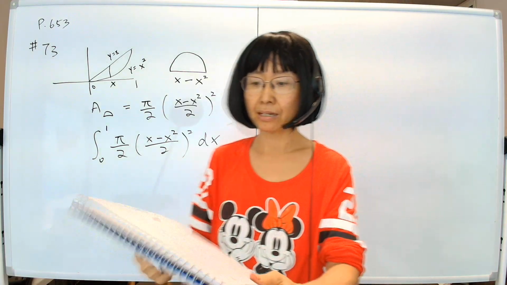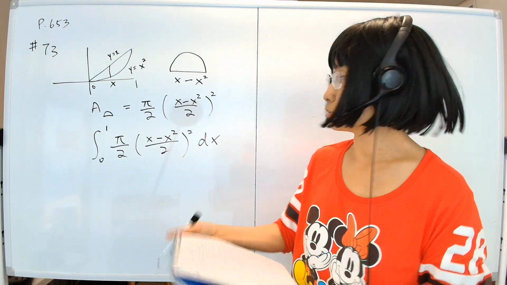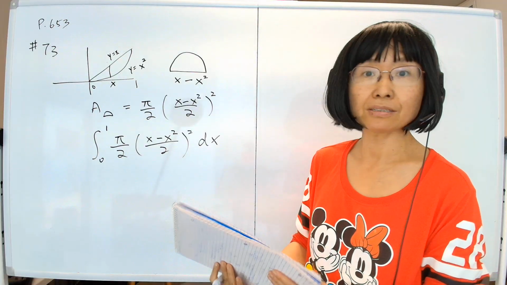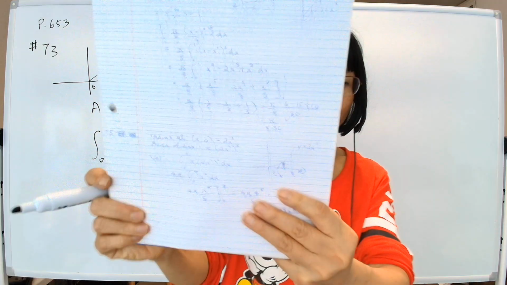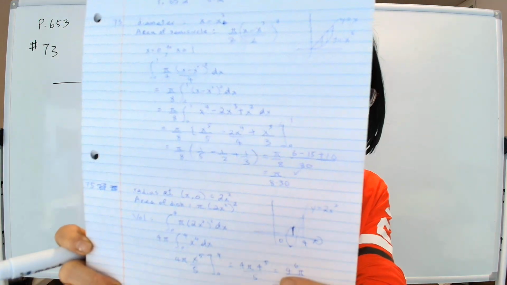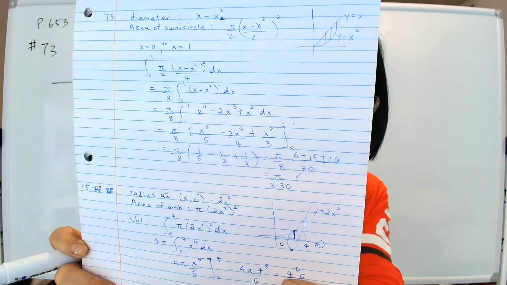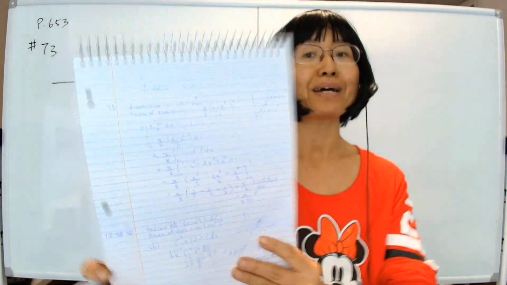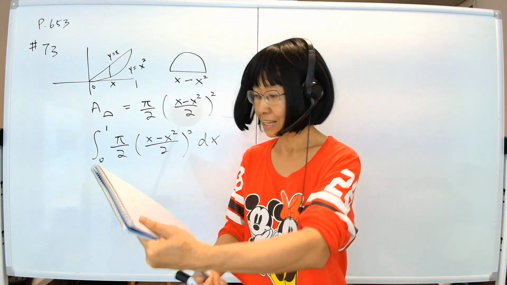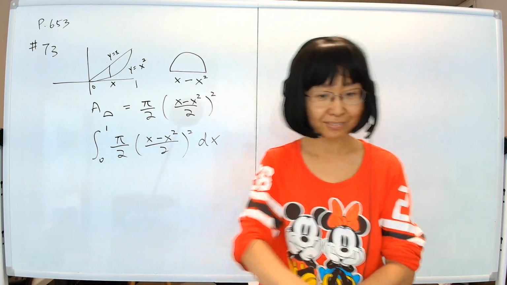That is again a polynomial, which is fairly easy to integrate, but can be tedious. I did the integration by hand, as you can see, and eventually I came up with the answer of pi over 8 times 30, which is the correct answer, same as the back of the book. So that must be right. After that, let's do the next problem.